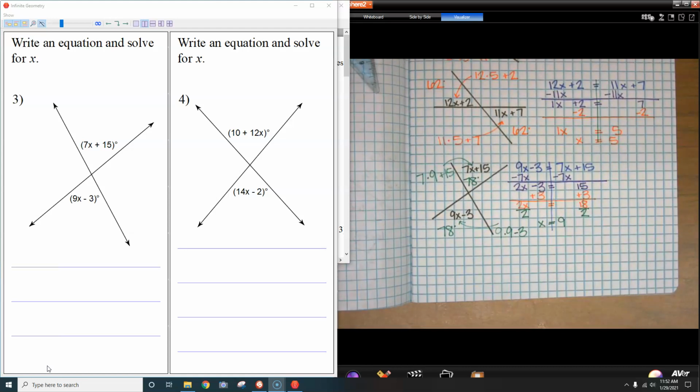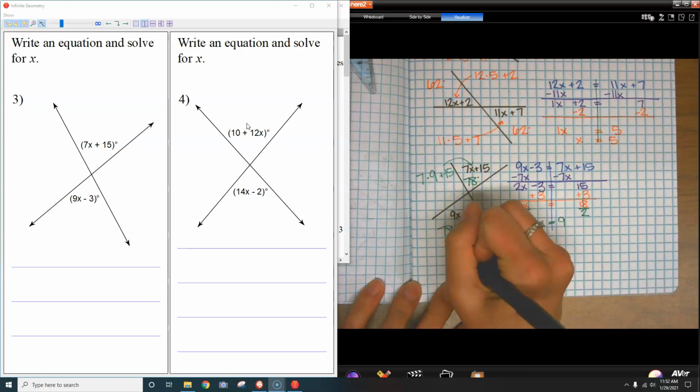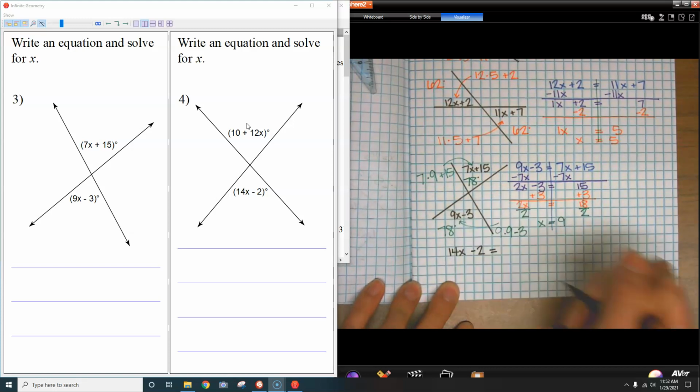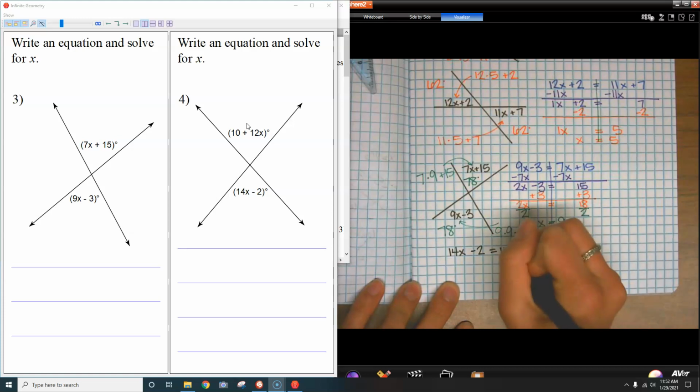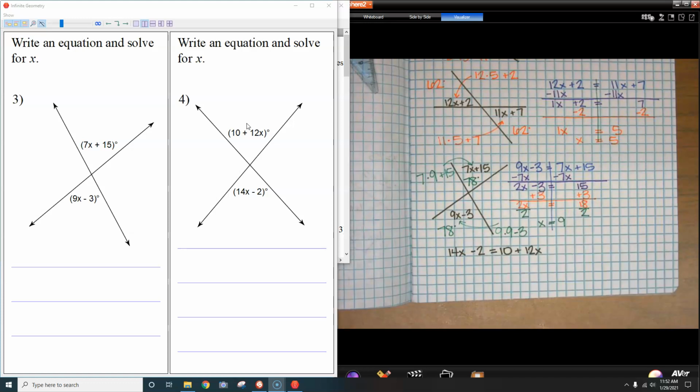For number 4, I'm not going to draw its diagram. I'm just going to write the equation and solve it. So for number 4, I have vertical angles that are going to be equal. It doesn't matter which expression you start with. You just need to write one expression is equal to the other. I'm going to start with 14x minus 2 equals 10 plus 12x. Please pause the video if you need to write that problem down in your notebook.